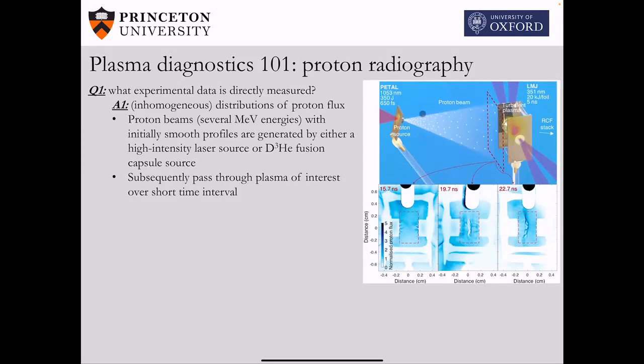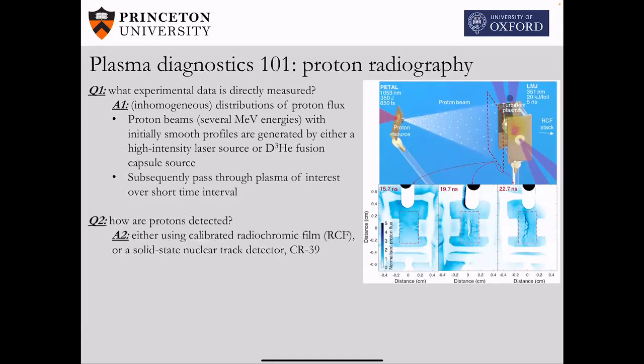And effectively, this proton beam is generated. It has very short pulse duration compared to the characteristic plasma evolution times, and this pulse just passes out from the source direction, passes through the plasma of interest, and is then subsequently detected. The detection depends on whether one is using a laser-induced proton beam or a fusion proton beam, and on how this is typically detected.